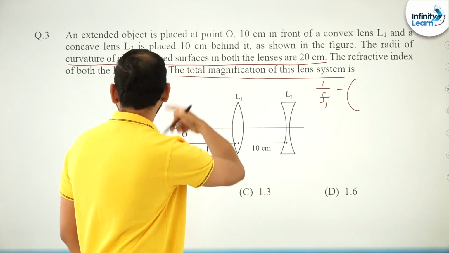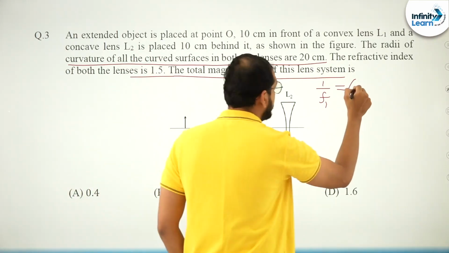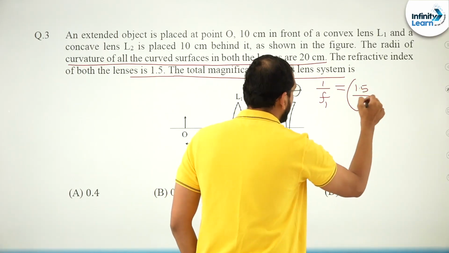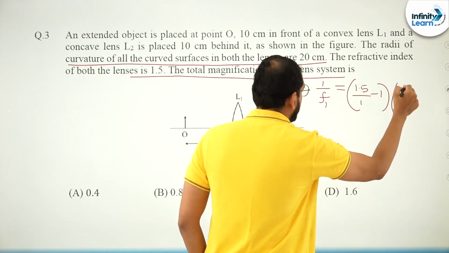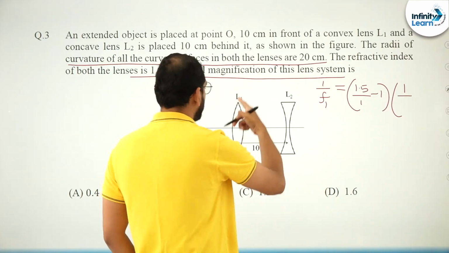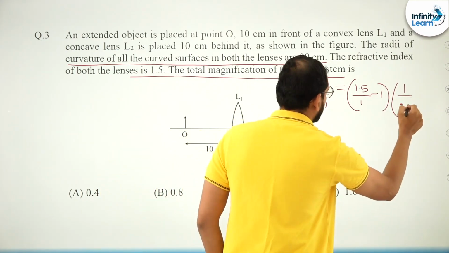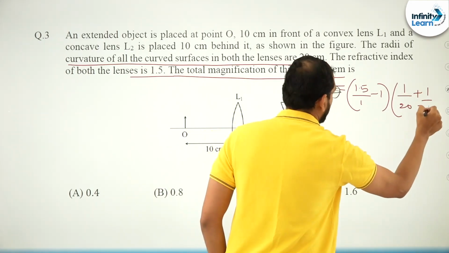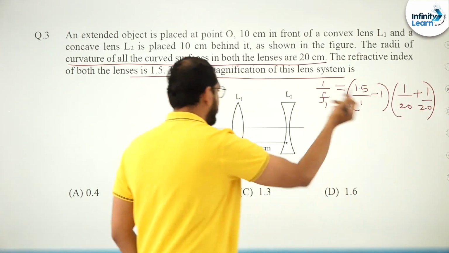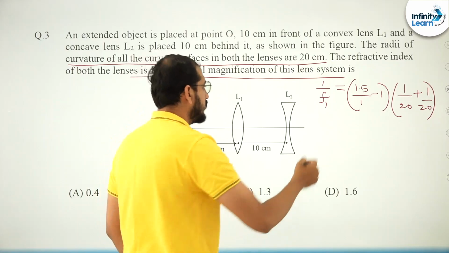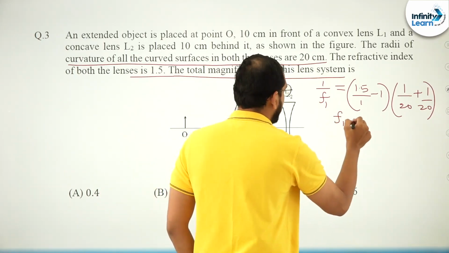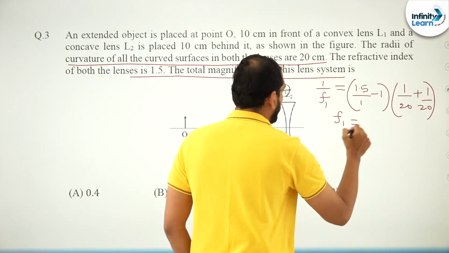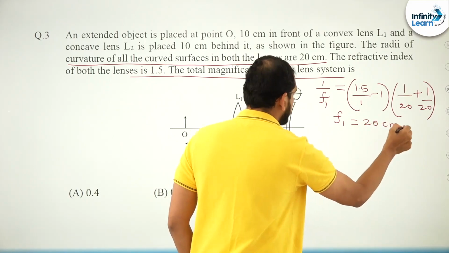So the refractive index of both the lenses is given as 1.5. I'll put 1.5 by 1 for this one, and for this one I'll use the focal length as 20. So these are the radii of curvature, and I'm using all the sign conventions properly here, so no need to worry about it. If you calculate the value of f1, how much is it going to be? Equal to 20 centimeter, right?